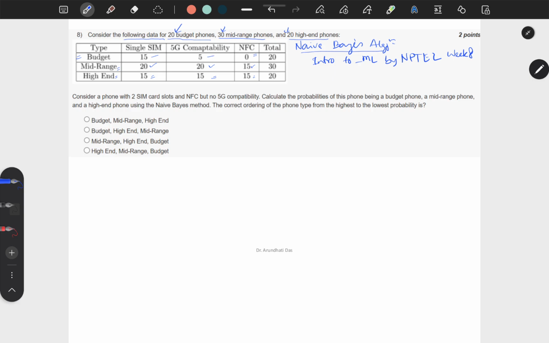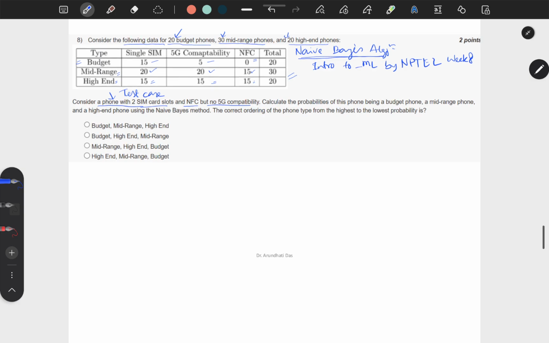Now what is the question? The question is, consider a phone with 2 SIM card slots having this NFC feature but no 5G compatibility. So this particular phone that they are asking about is a test case. Given this data set, by using the naive-Bayes algorithm, we need to design the model.